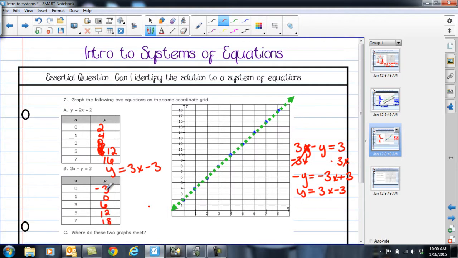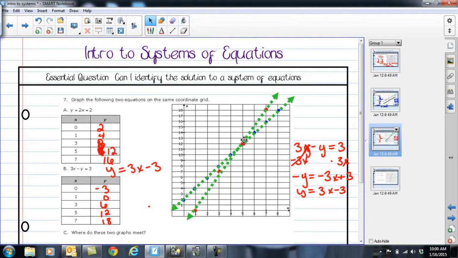So I'll plot those points, everything but the 0, -3, on my graph. So 1, 0, then 3, 6, then 5, 12. Oh, look, they overlap there. I'm sure that's going to be my point of intersection. And so then I have my points. I can take my line, I can draw it, and I can plot them. So there are my 2 lines.